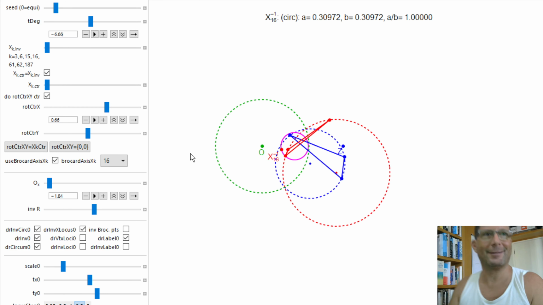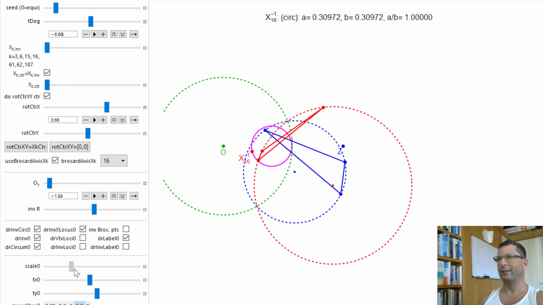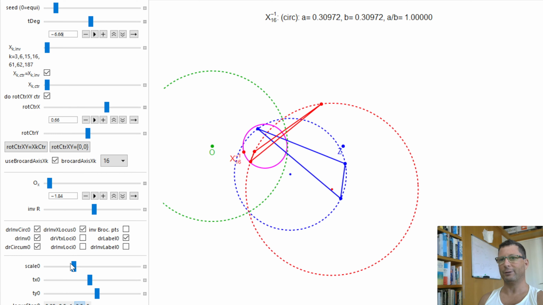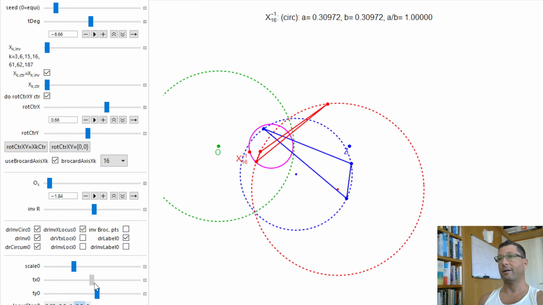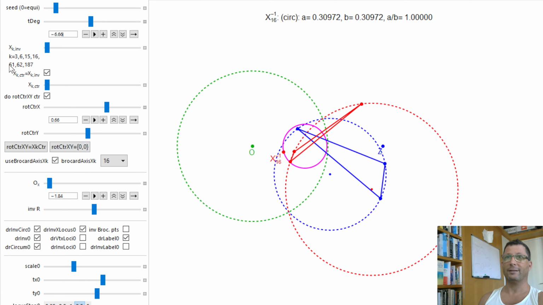Anyway, I think this video contains enough detail and enough experimental exploration of what these loci are. They're super interesting. I'm going to make another video where I'm going to cover a couple more phenomena, X61, X62, and X187. Okay, see you on the next video.